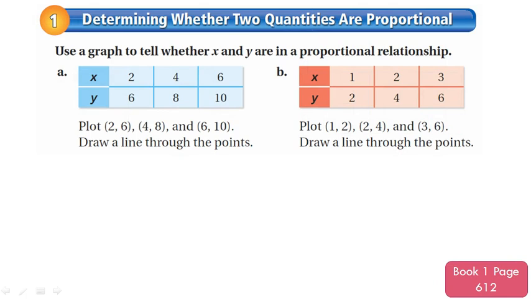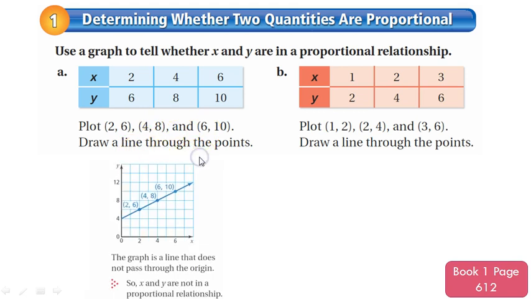Use a graph to tell whether x and y are proportional relationships. Our goal is to plot these 3 points and draw a line through the points. Doing so, we do have a straight line of constant rate of change. However, the graph of the line does not pass through the origin. So, x and y are not a proportional relationship.